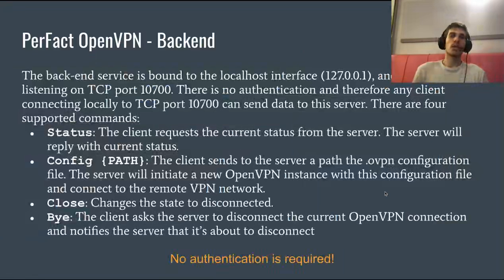We saw that the backend service can receive a couple of commands. It can receive status, it can receive config with a path, close, and bye. We were very interested in config, because config receives a path to an OpenVPN configuration, and it will start the entire OpenVPN chain based on that configuration.